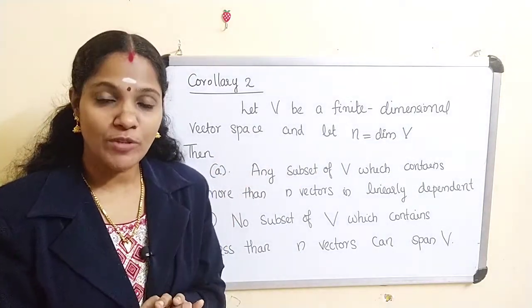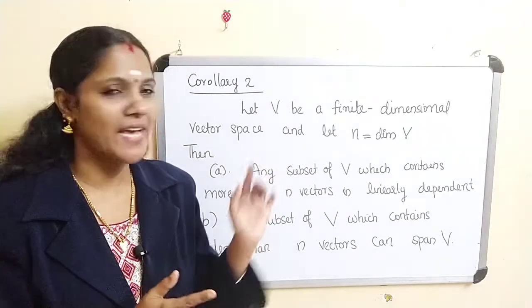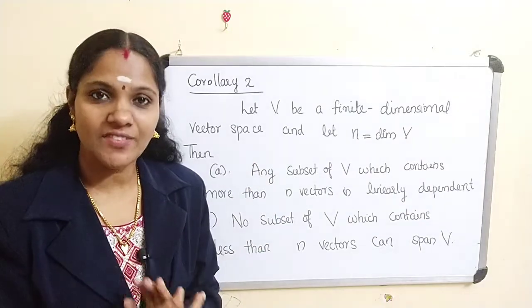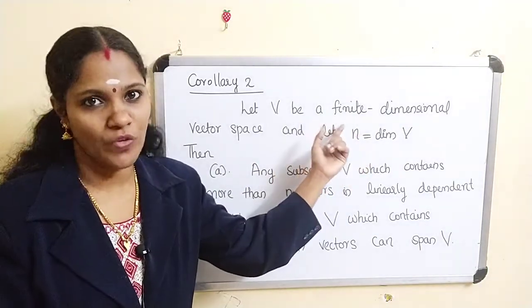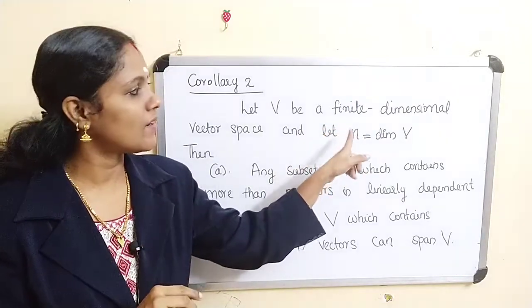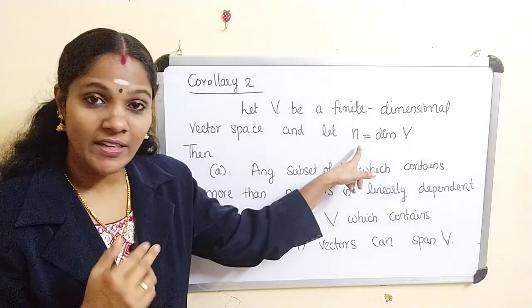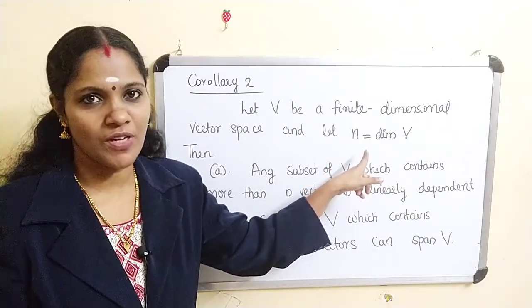Let V be a finite dimensional vector space and let n be equal to the dimension of V. N equal to the dimension of V means there exists a basis that contains n elements. That means there exists a set containing n elements that spans V. Therefore, using our first theorem, any set containing more than n vectors is linearly dependent. That we have already proved.